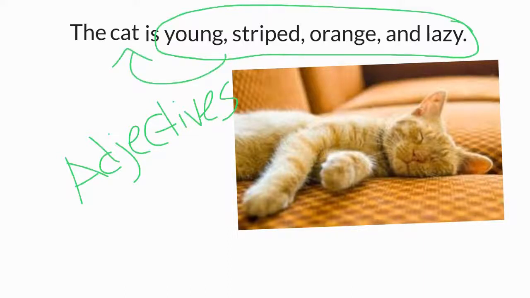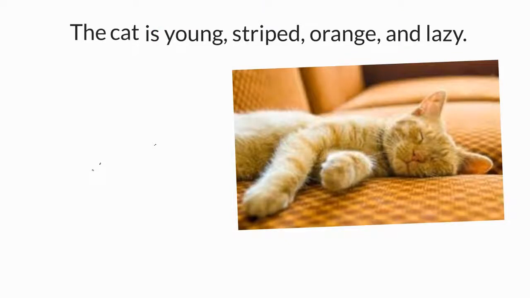So with this comma rule, we're going to be looking at what we do when we have adjectives in a sentence. Right now, these adjectives are in a sentence with a linking verb. So my linking verb is connecting my noun, cat, to my adjectives, young, striped, orange, and lazy. But this is a very simple sentence structure, and when we're ready for something a bit more sophisticated, we can actually change the order in which our noun and adjectives appear, and we can put our adjectives in front of our noun. Let's take a look at what that looks like.